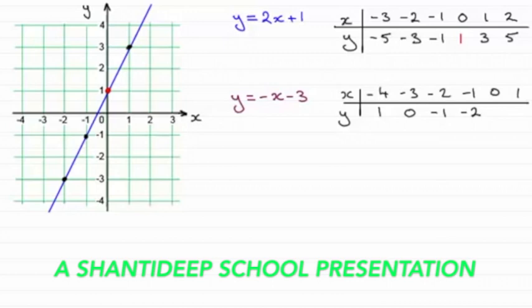And when it comes to 0, I'll do this one in red again. When x is 0, -0, well that's 0. And then just -3, that's going to be -3.